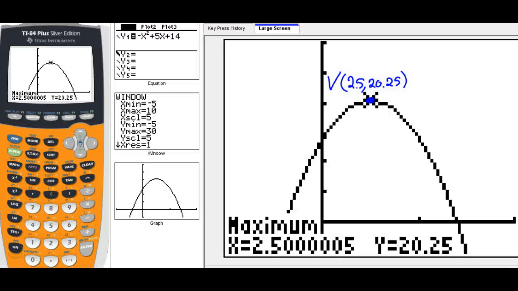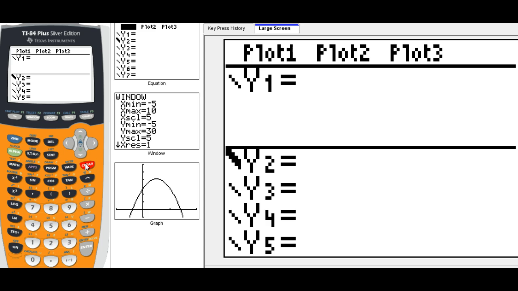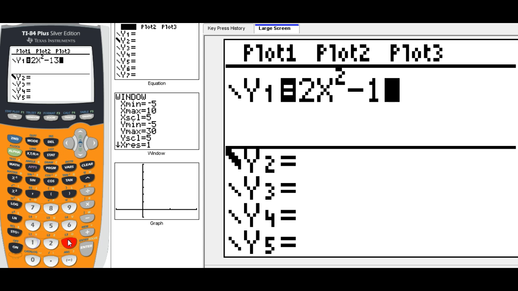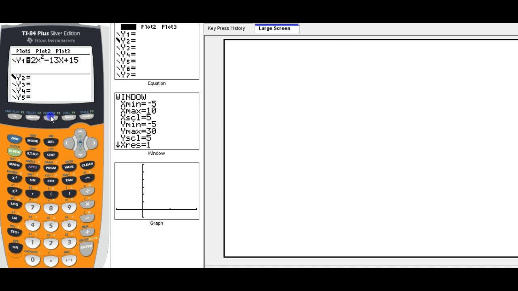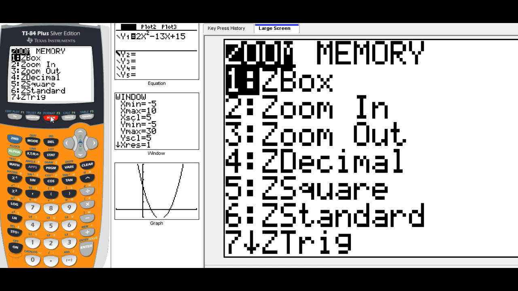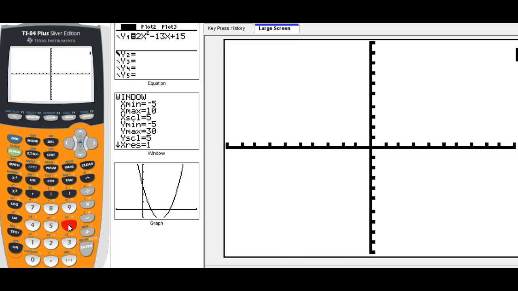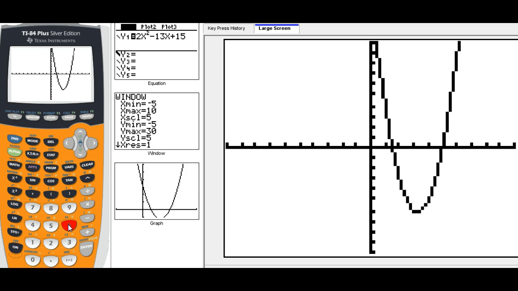So let's graph this equation on our graphing calculator. Let's go to y equals, clear the one we have there, and type in 2x squared minus 13x plus 15. And if you go zoom 6, zoom standard, our standard viewing window, we're going to see if we can find the maximum or the minimum of this graph. So it asks you to determine the coordinates of the vertex. Zoom 6 is always a nice way to start.